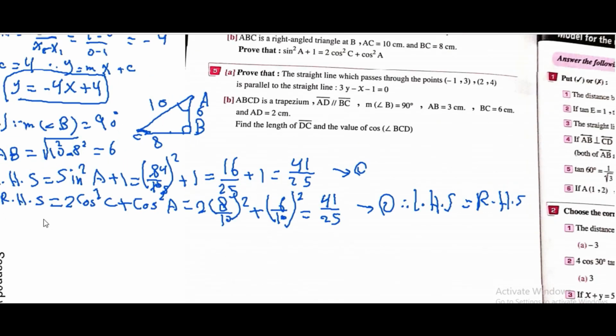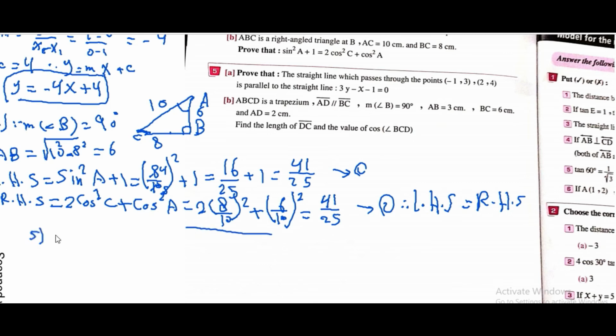A. Prove that the straight line which passes through the points (-1, 3) and (2, 4) is parallel to the straight line whose equation is 3y minus x minus 1 equals 0. We must find m1, the slope of the first line: y2 minus y1, 4 minus 3, over x2 minus x1, 2 minus negative 1, which is 2 plus 1. It will be 1 over 3.